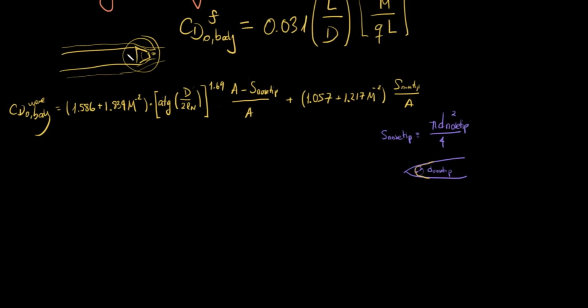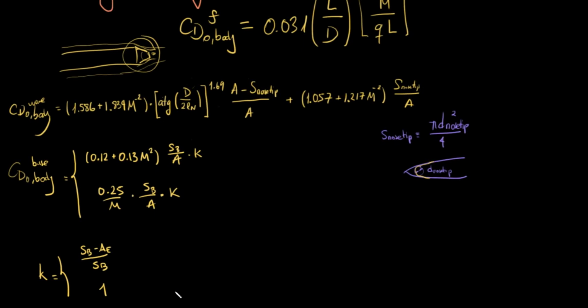And so that's why we put a boat tail, and that's why any flying vehicles have their geometries like this. You can see it in airplanes and everywhere. So the base drag for the body is piecewise defined. For Mach numbers below 1, we have this expression. We have a new variable here, which is the area of the boat tail, and K. We're gonna get into that in a moment.